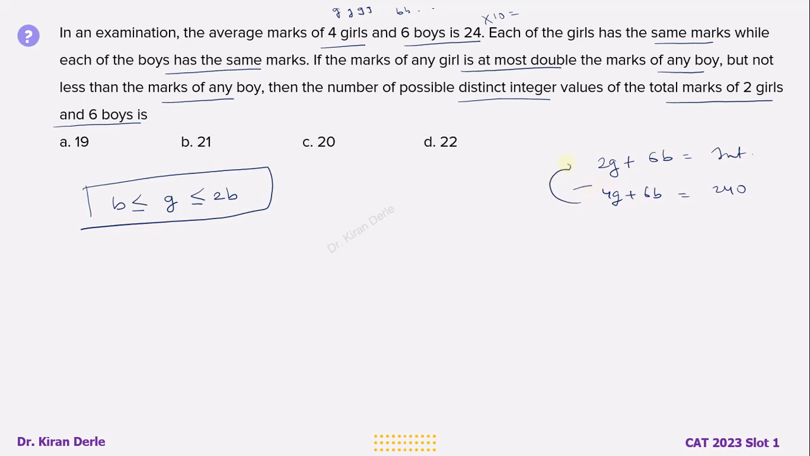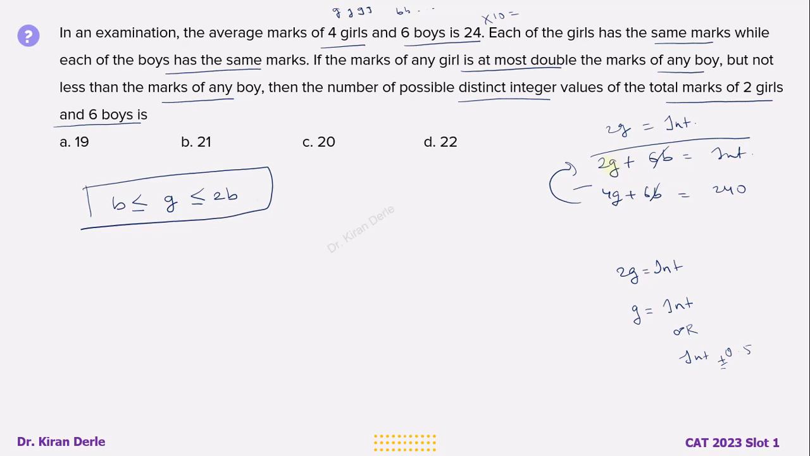If you subtract this from this, you would get 2G. The 6B will get cancelled out. 2G has to be an integer. Yes or no? 240 minus an integer will give us an integer. So 2G is an integer. Please try to understand. If 2G is an integer, G can either be an integer, or an integer plus 0.5. I hope you're understanding what we did.